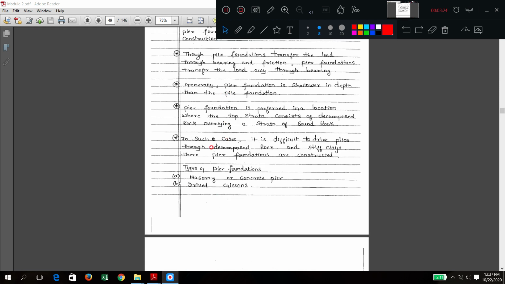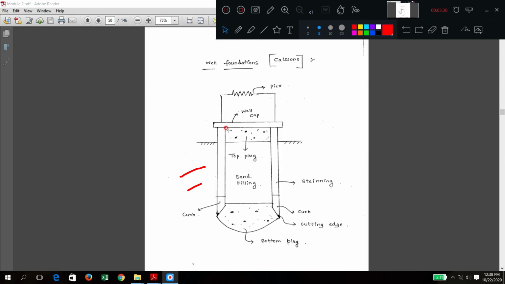So that is what we have explained, masonry as well as drilled caisson. The last portion is the well. Here it is called a well foundation. It is the bigger diagram we have seen in the previous video. So bottom plug, curb, cutting edge, steining, everything is there.